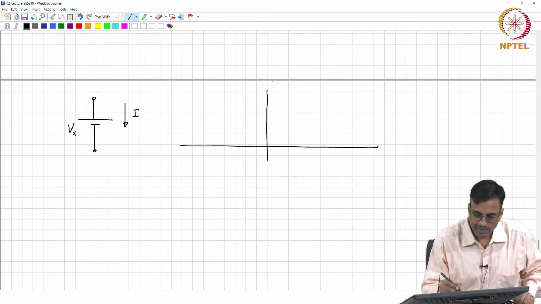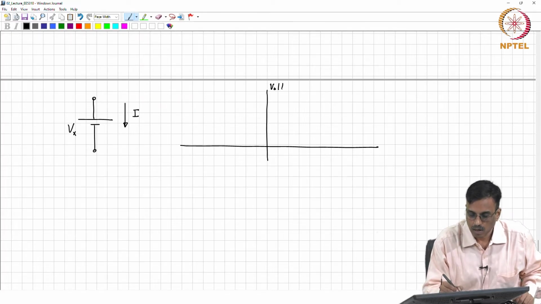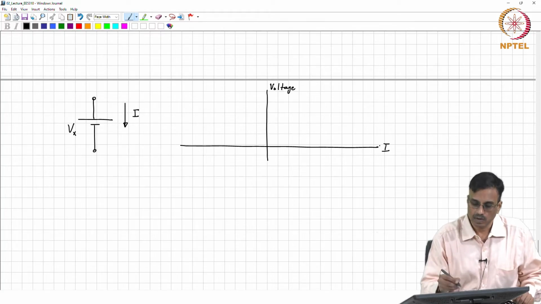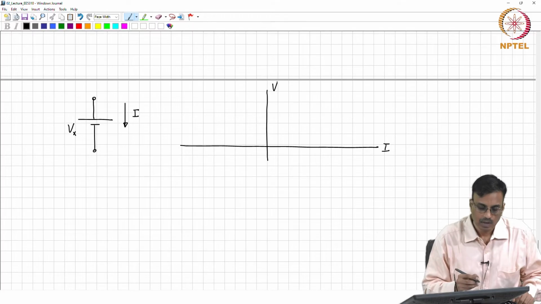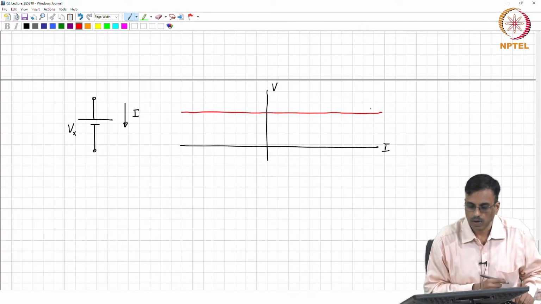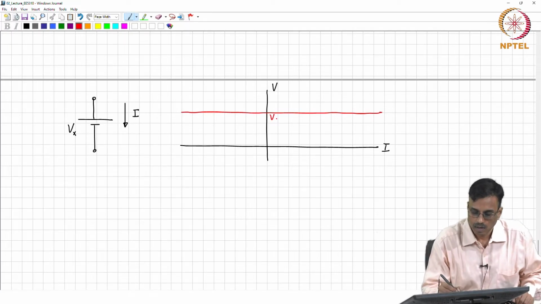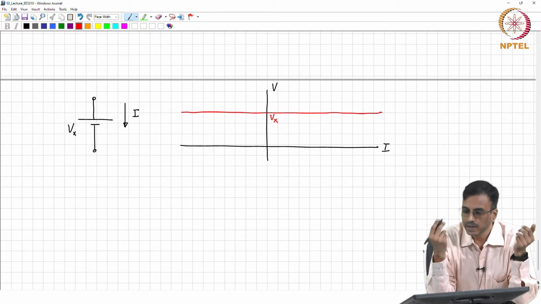So, on the vertical axis you will plot the voltage, and on the x axis you will plot the current, okay. So, I will call this V, and what will I see? A straight line, a horizontal line, okay. And why is this a nonlinear element? It does not pass through the origin, correct, okay.